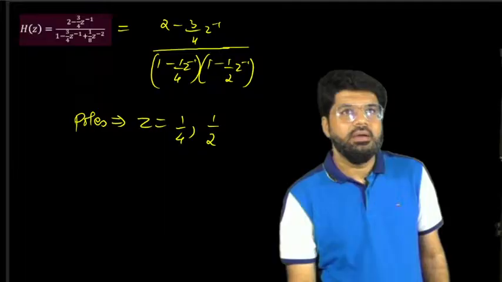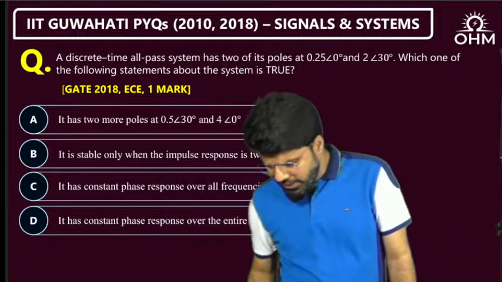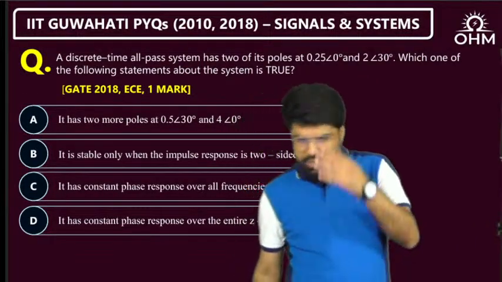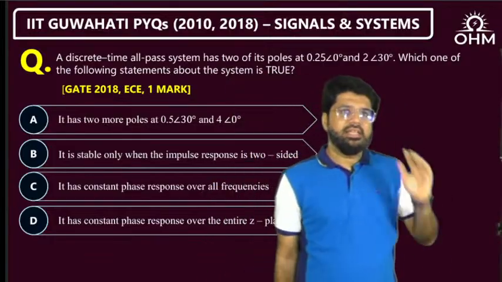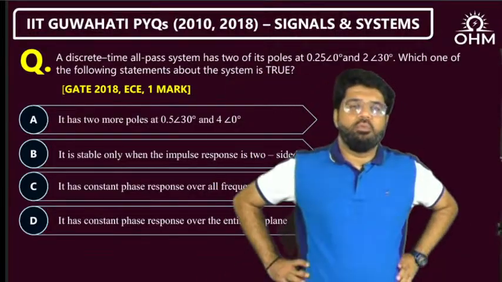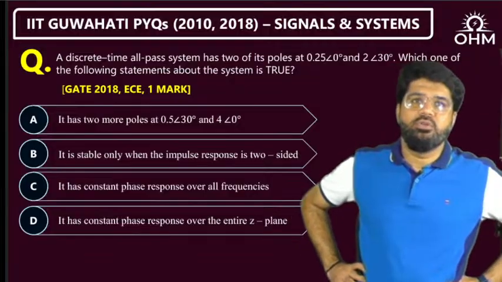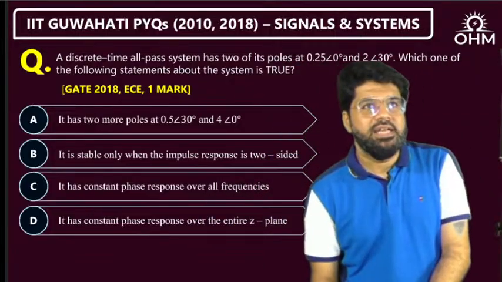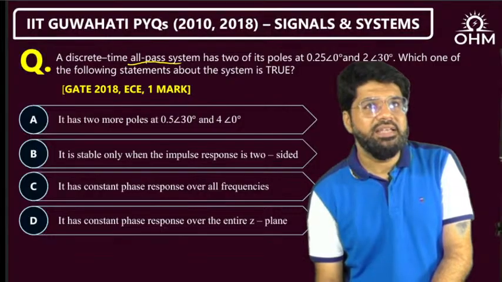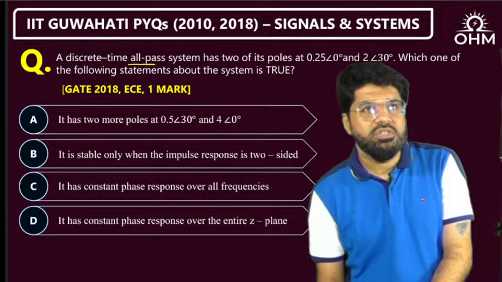Okay. And then the next question, GATE 18 EC 1 mark question. Come on, take this question and answer it. A discrete time all pass system has two of the poles at 0.25 angle 0 degree and 2 angle 30 degree. Which of the following about the system is true? Okay, discrete time all pass system. What is the condition of poles and zeros of an all pass system?